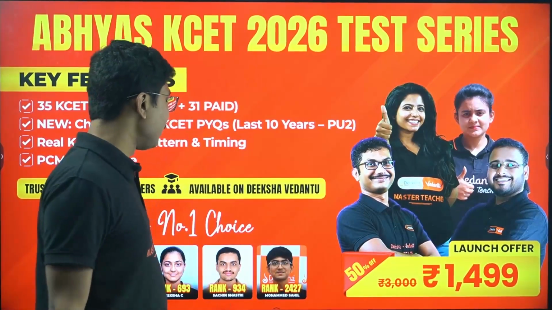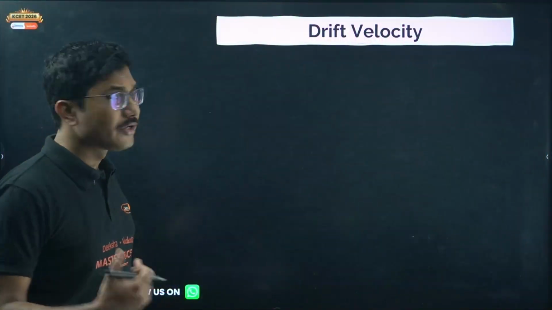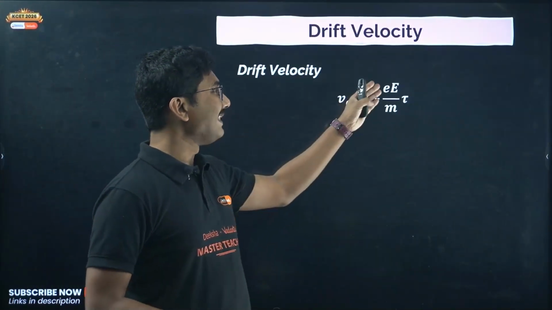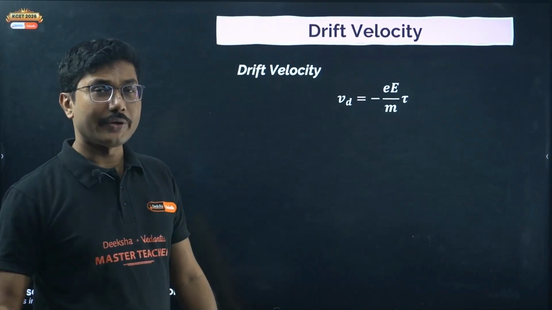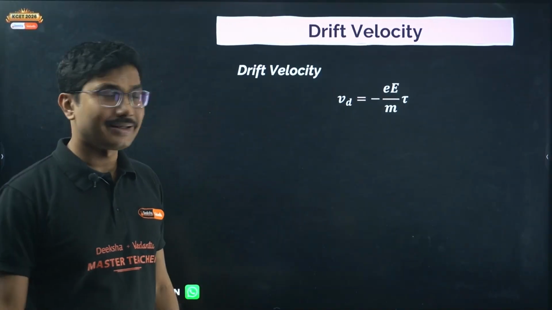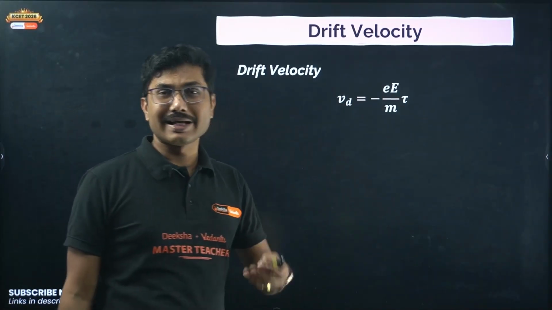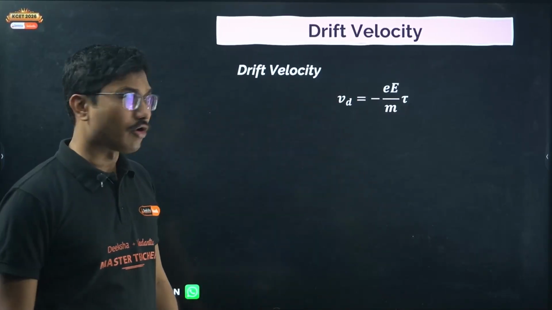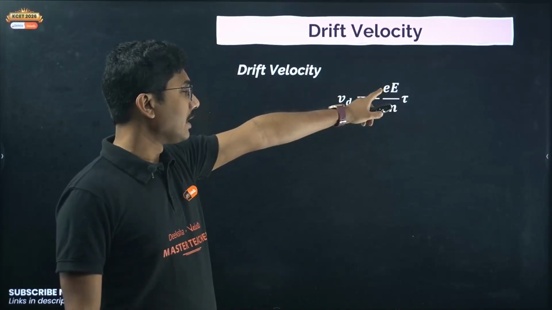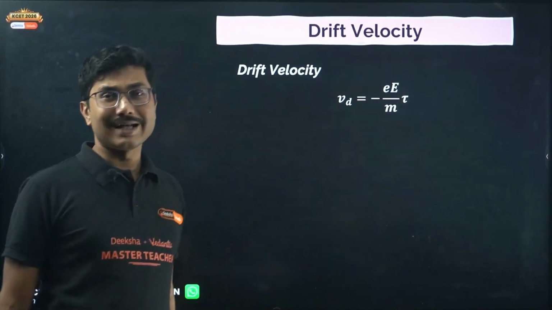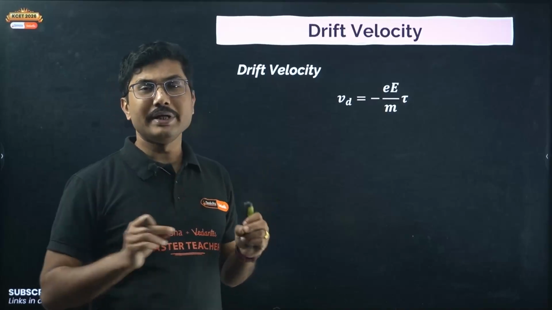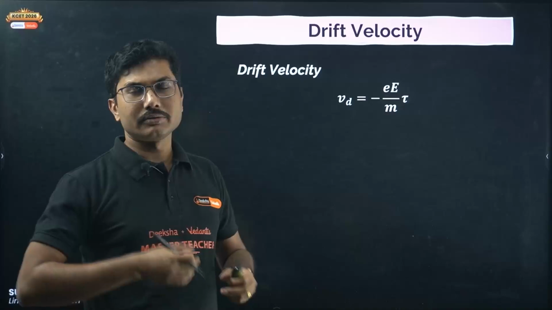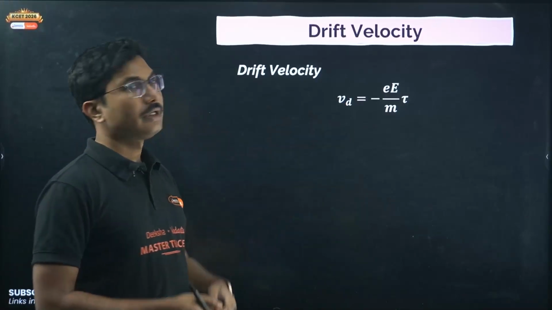So let us now continue with our discussion of the chapter, drift velocity. So what is drift velocity? Drift velocity is given by minus eE by m into tau. When you apply an electric field, the electron starts to accelerate, and because of the acceleration the electron gains a velocity, and that velocity is called drift velocity. Okay, and that velocity is actually constant. It only depends on the electric field, the charge of the electron, the mass of the electron, and the relaxation time. Relaxation time is the time gap between two consecutive collisions.